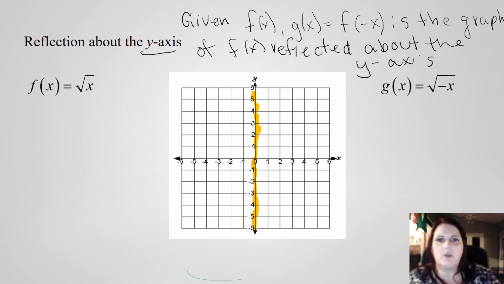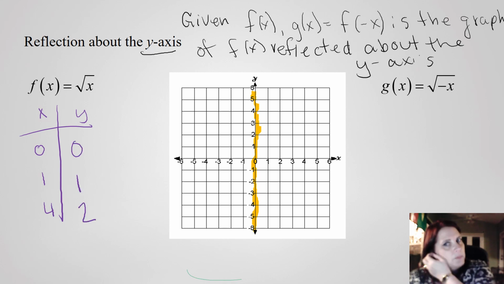And let's go ahead and give ourselves some points. We already graphed f of x is the square root of x, so let's use our real points on that one. That was 0, 1, and 4. And the square root of 0 is 0, of 1 is 1, and the square root of 4 is 2. So that graph looks something like that.